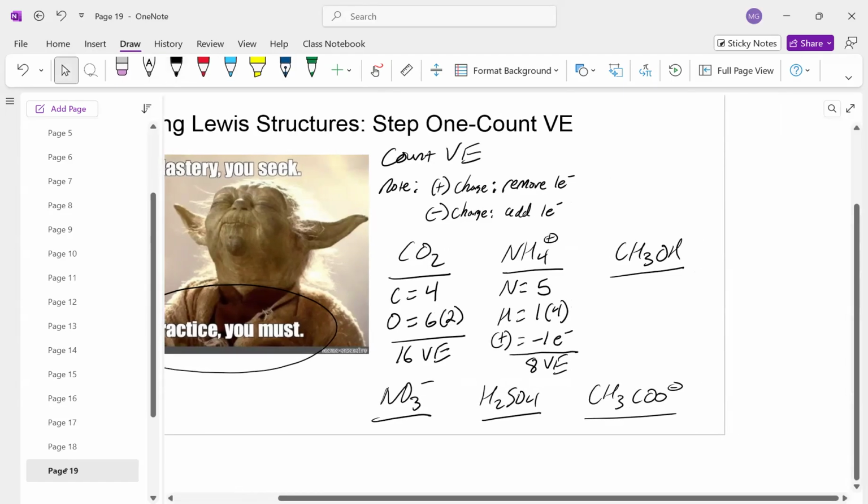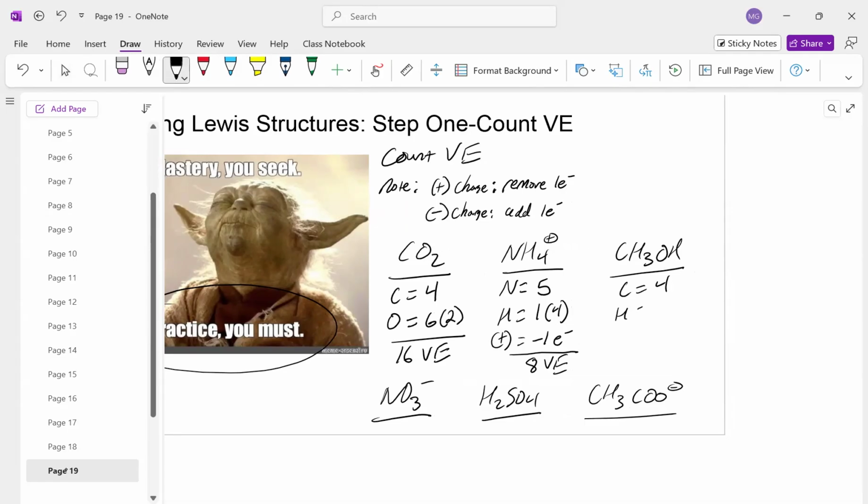All right, with methanol, we have one carbon. There are four hydrogens. Let me back that up a little bit. Hydrogen has one valence electron, and we have four of them. And then one oxygen for six valence electrons. That comes out to a total of 14.